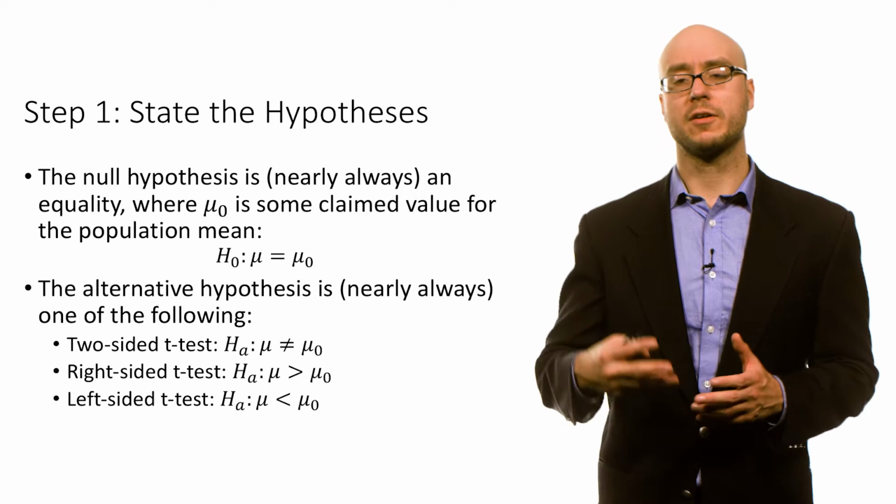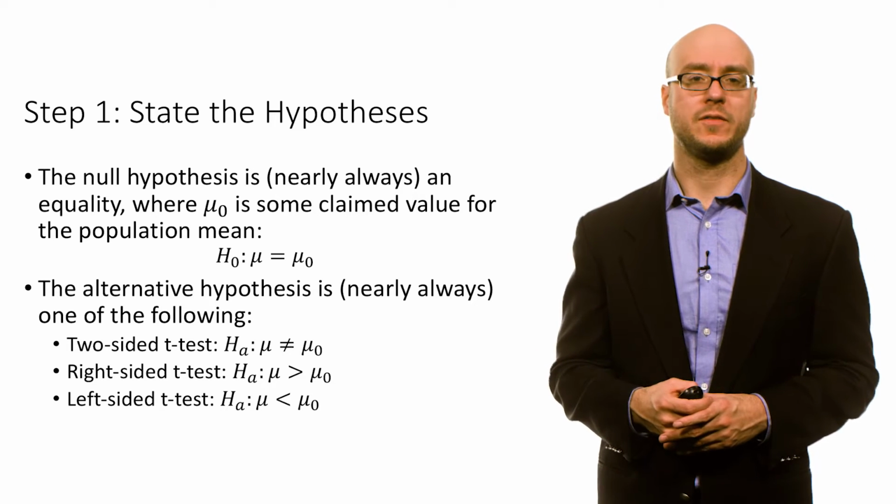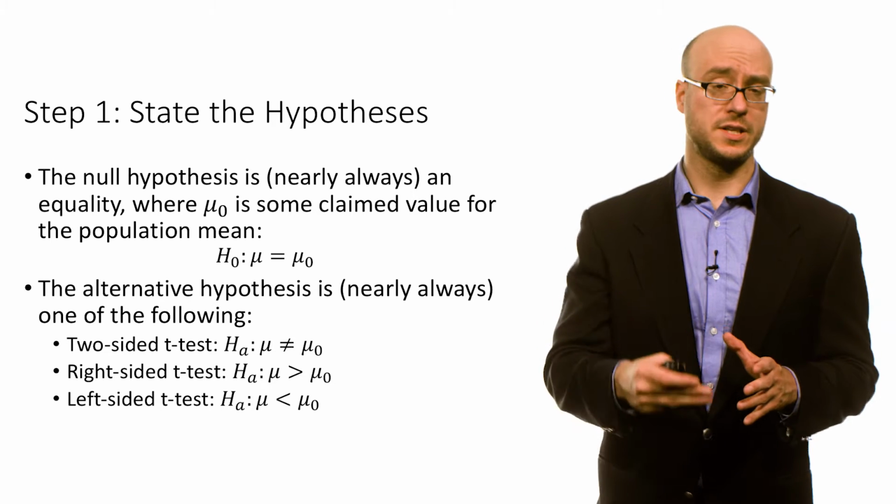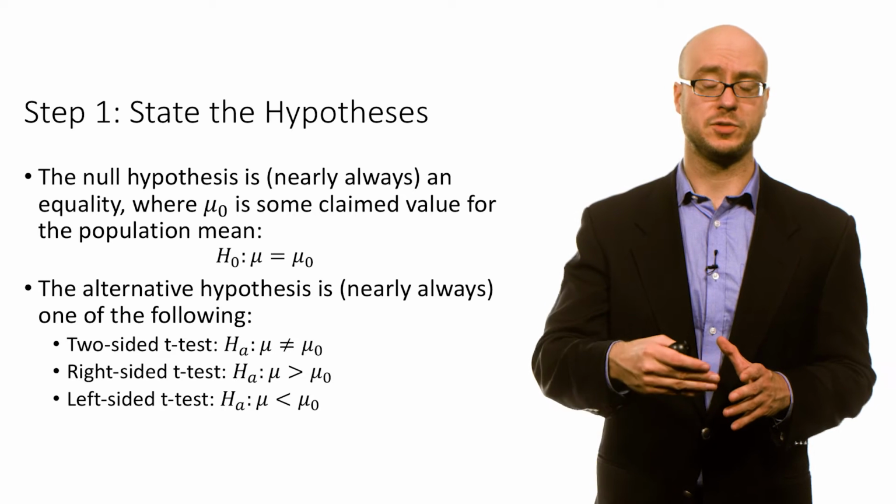There are three variations of the alternative hypothesis, but in each of those three variations of the alternative, the null is the same. The null is that the population mean is equal to that claimed value. So first step, state the hypotheses.